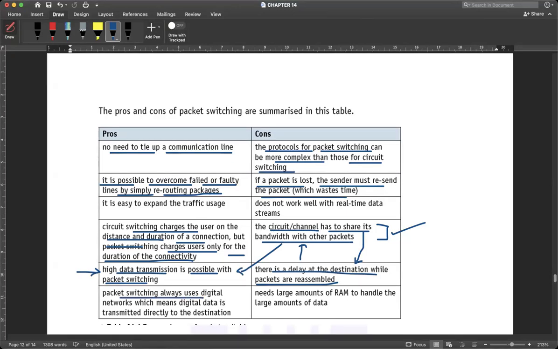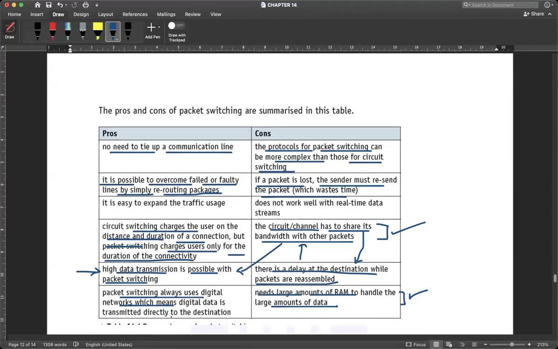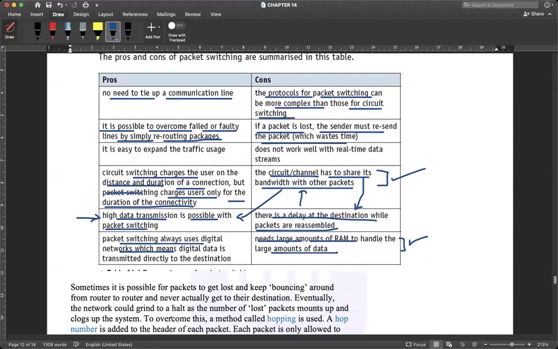Okay, packet switching always uses digital networks. Con: it needs a large amount of RAM to handle large amounts of data. So they are basically used with some kind of supercomputers where you have good RAM. Like, I have 16 GB RAM, so I can use packet switching. But if somebody has 4 GB RAM, definitely they have to choose circuit switching. So guys, this is the thing.